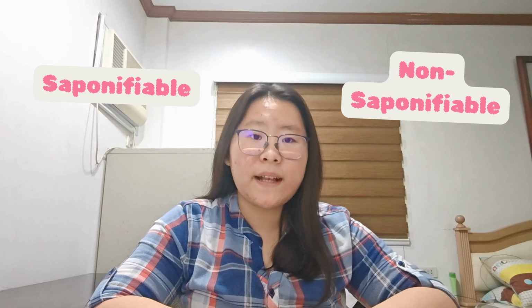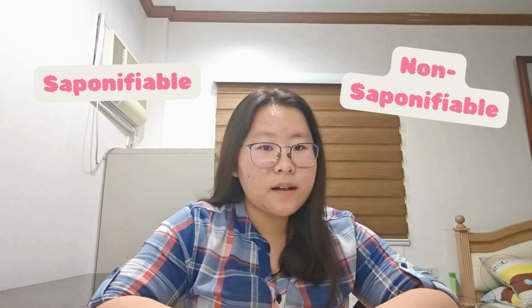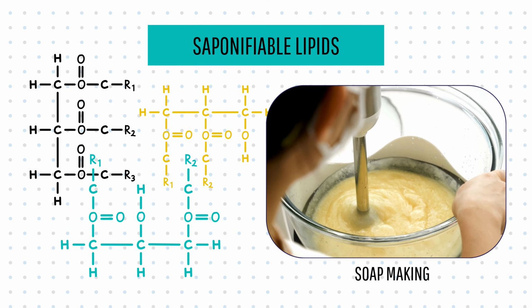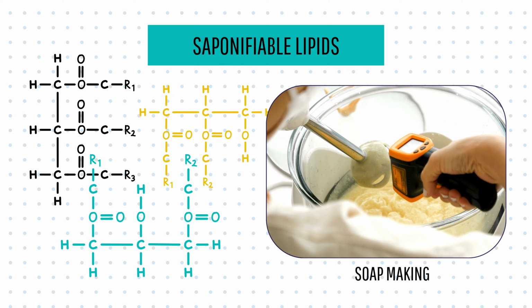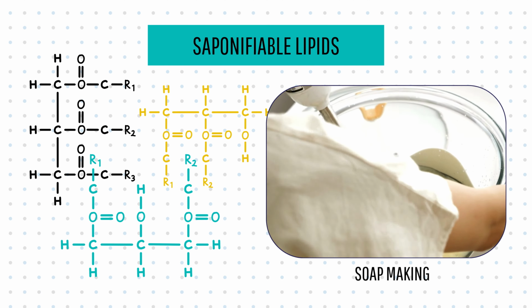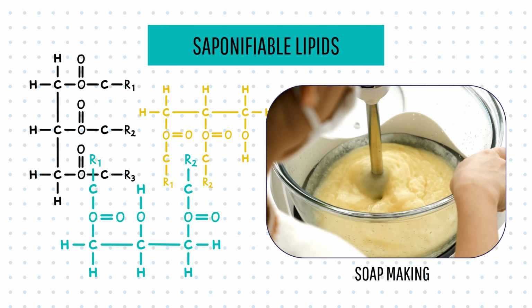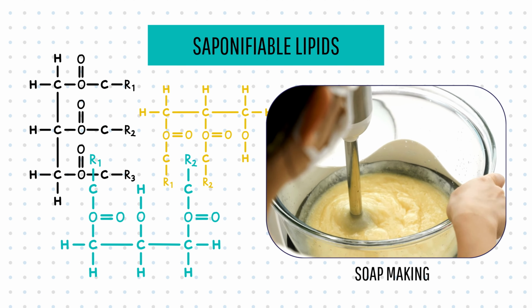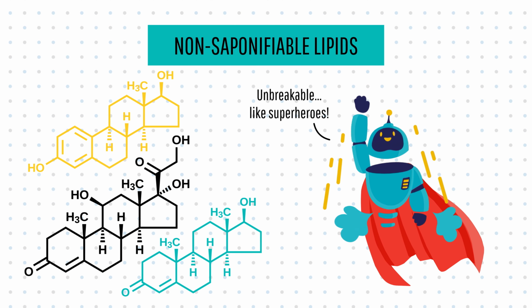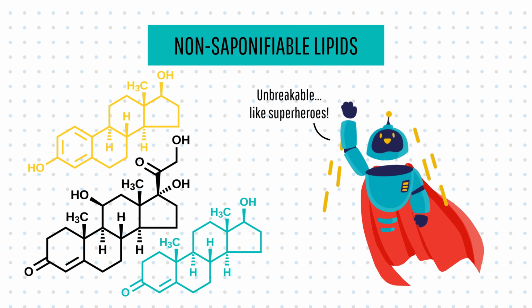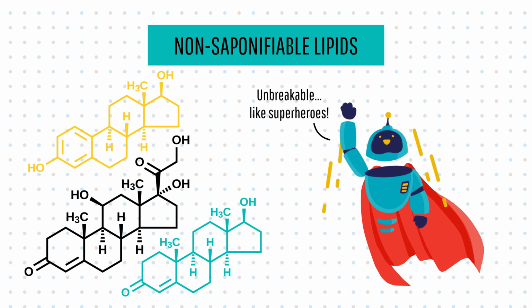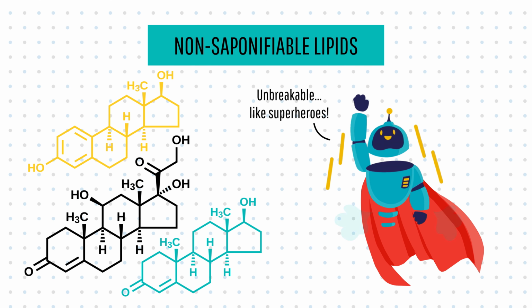Now let's talk about another classification of lipids, saponifiable and non-saponifiable lipids. Saponifiable lipids contain at least one ester group which can undergo hydrolysis in the presence of an acid, a base, or an enzyme. This process, called saponification, breaks down a saponifiable lipid into two or more smaller molecules. This is the same process used in soap making, so next time you wash your hands, think of lipids. Non-saponifiable lipids, on the other hand, do not undergo hydrolytic cleavage into smaller molecules. Examples include cholesterol and steroid hormones. They're like the unbreakable superheroes of the lipid world.